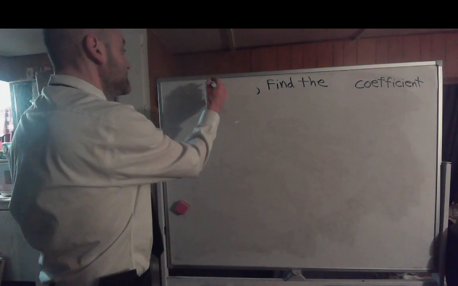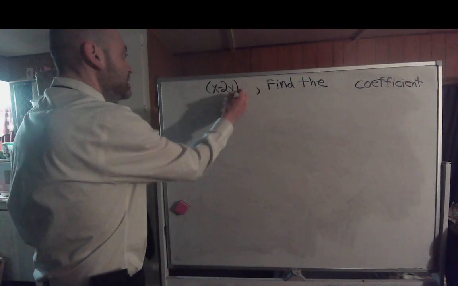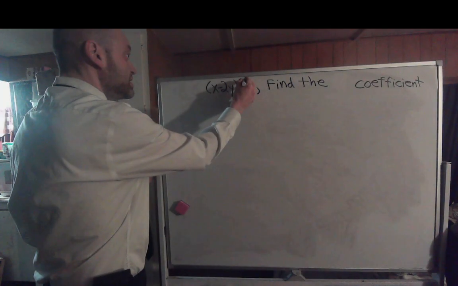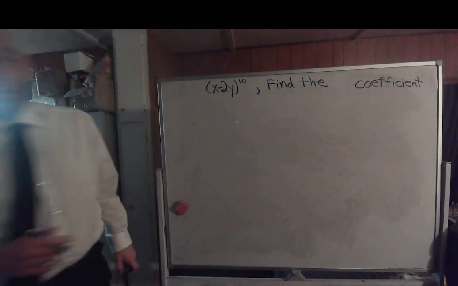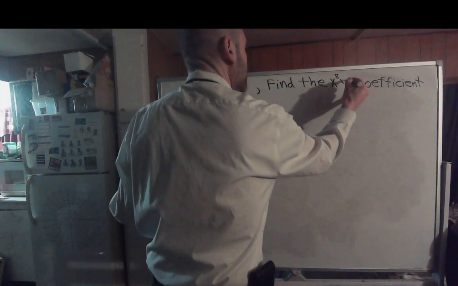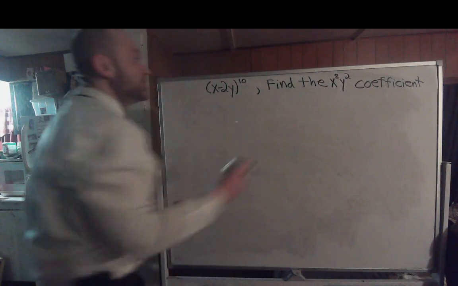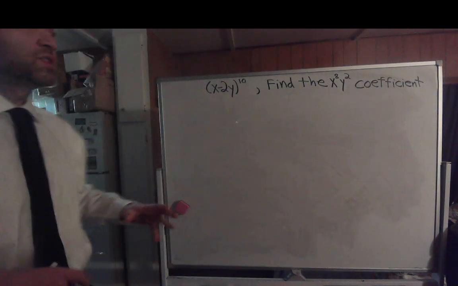All right, let's say this time I have x minus 2y. That quantity is being raised to the 10th power. They want you to find the coefficient on the x to the 8th, y to the 2nd term. So find the coefficient on the x to the 8th, y to the 2nd term.